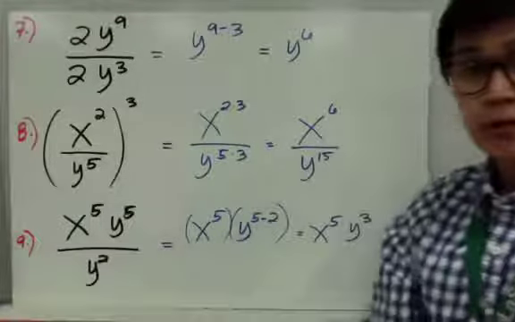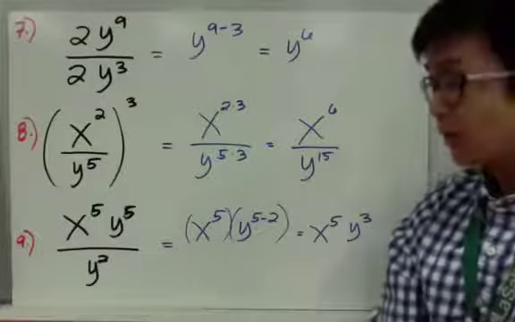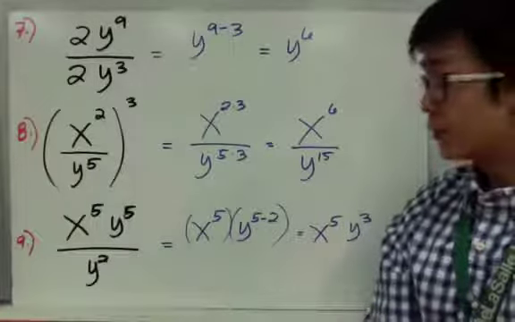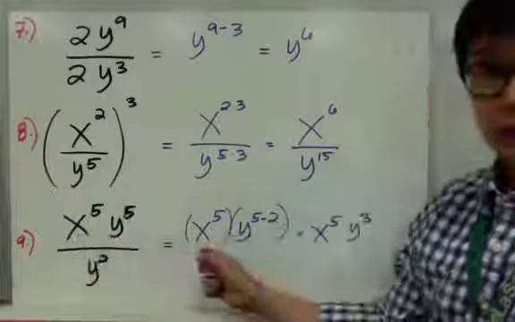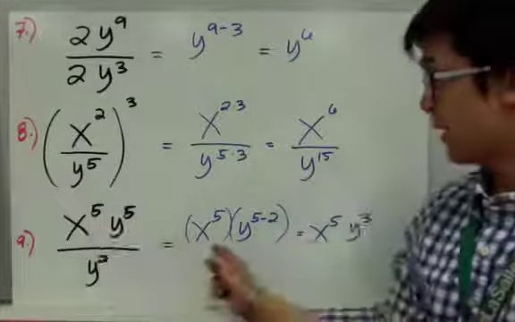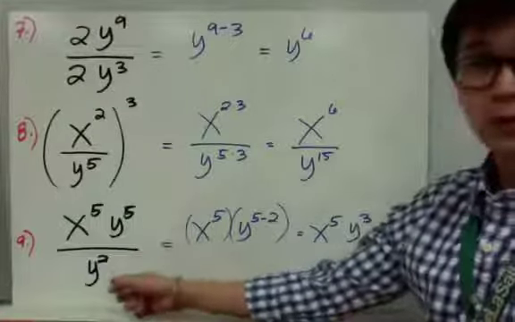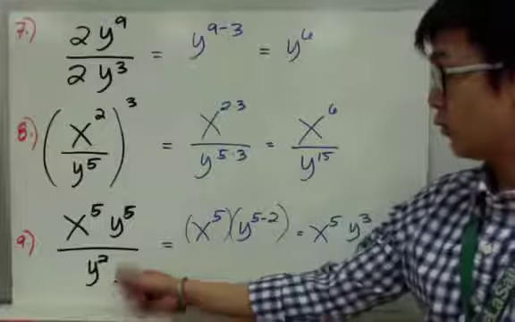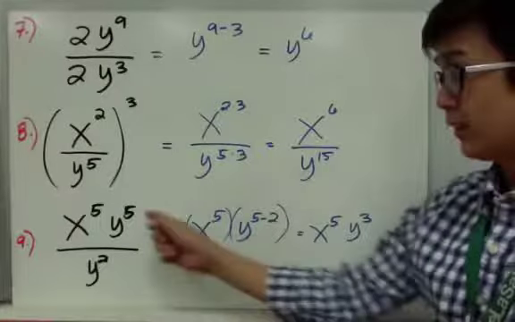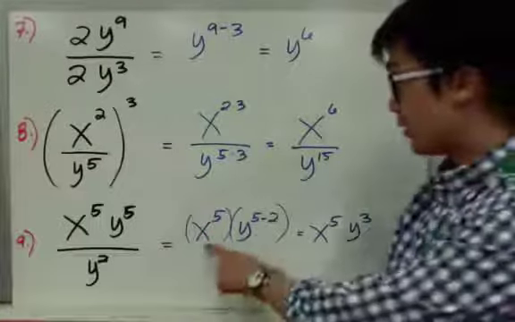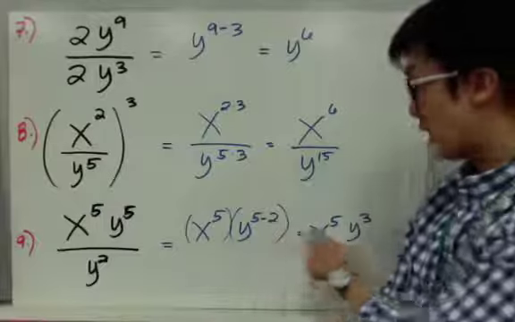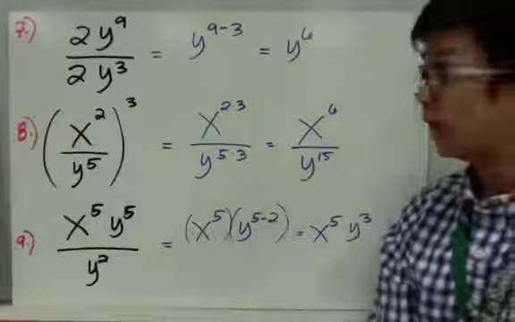At sa number 9 naman, yung numerator nyo may x and y, pero yung denominator nyo may y lang. So, yung x nyo, kopya nyo lang, x to the 5th pa rin siya, pero yung y to the 5th and y squared, gagamitan nyo ng law. So, 5 minus 2, kasi division law, so meron kang x to the 5th times y to the 3rd power, using the law of exponents.